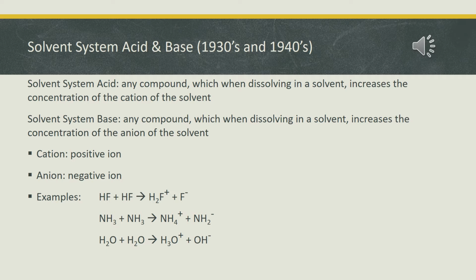Any solvent system base is any compound which, when dissolving in a solvent, increases the concentration of the anion or the negative ion of the solvent. Off this slide, write down solvent system acid, solvent system base, cation, and anion.